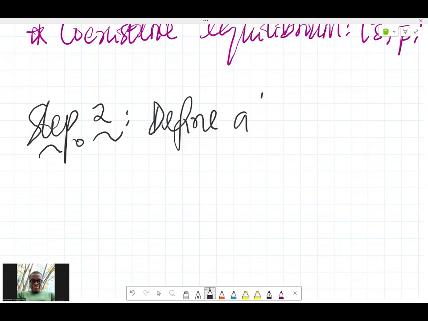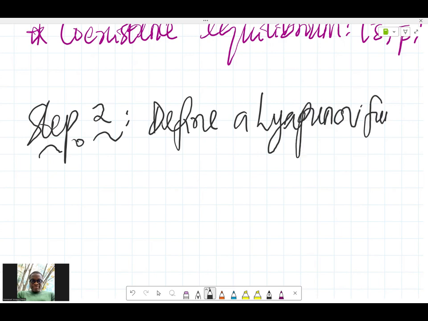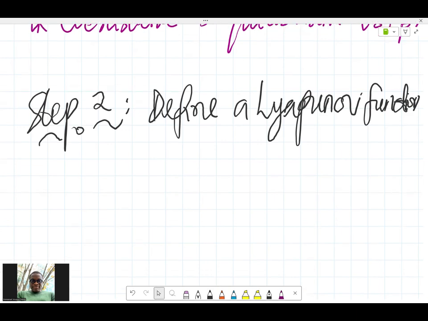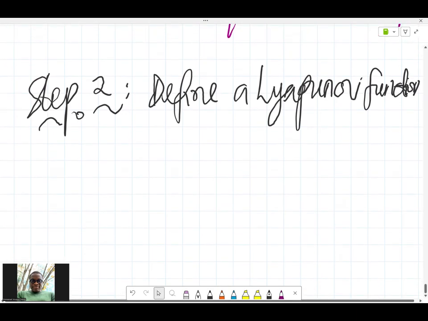Define a Lyapunov function. Don't forget the Lyapunov function must be positive definite, and then its derivative must be strictly negative definite for us to say that there is asymptotic stability. But if it is less than or equal to 0, then we say it is Lyapunov stable. Okay, so let's see what happens in this case.